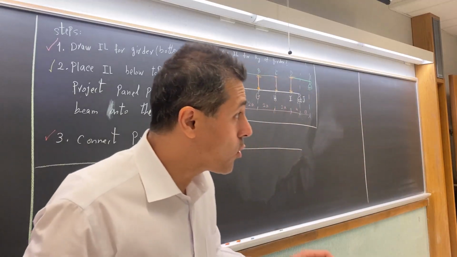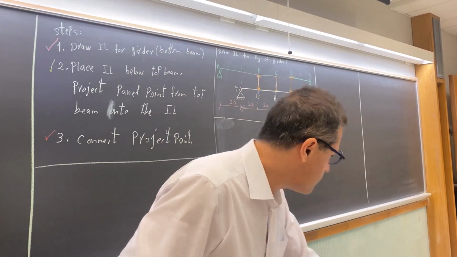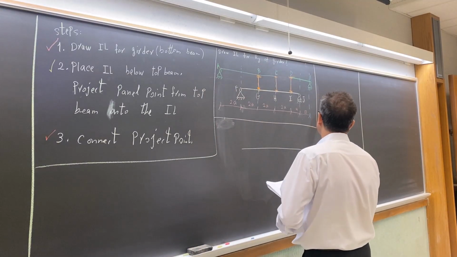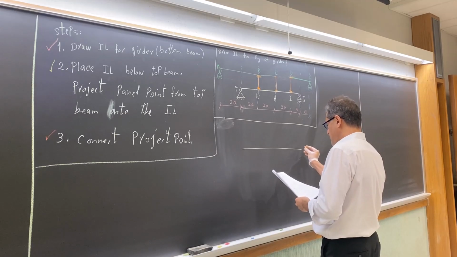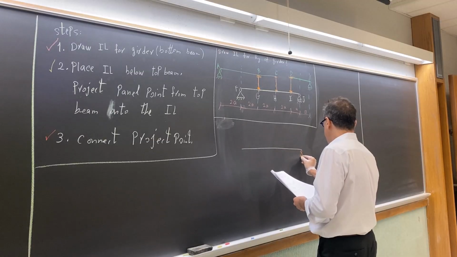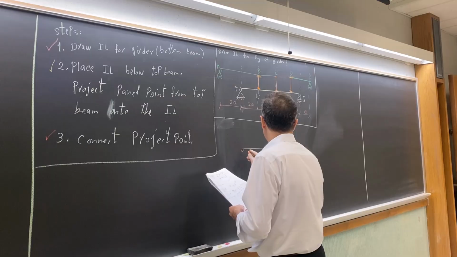I'm just moving slowly because I want to make sure you understand. So now I'm going to draw the influence line for RJ, and I use orange color. So this is point J. I intentionally put the support here.